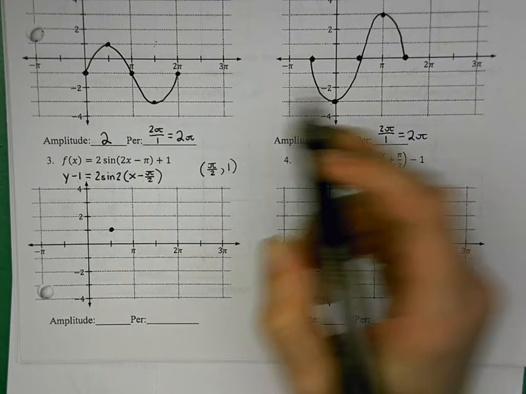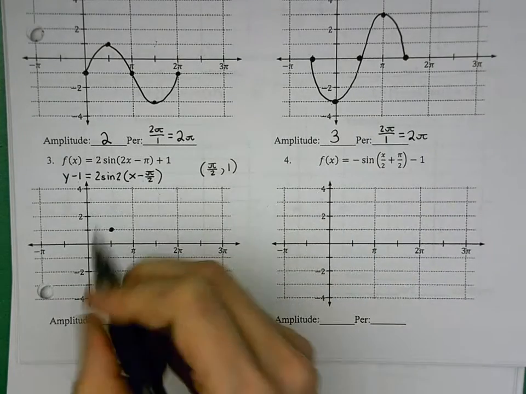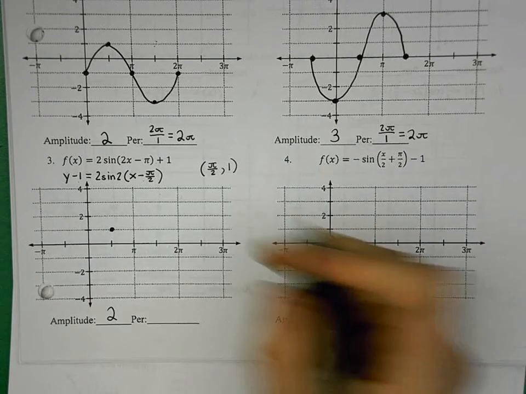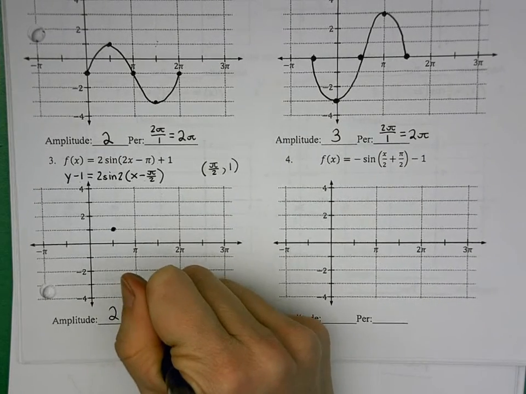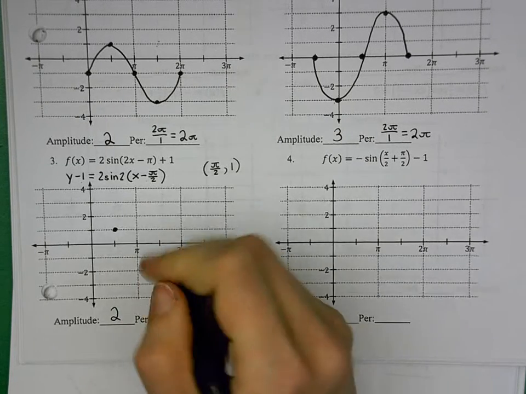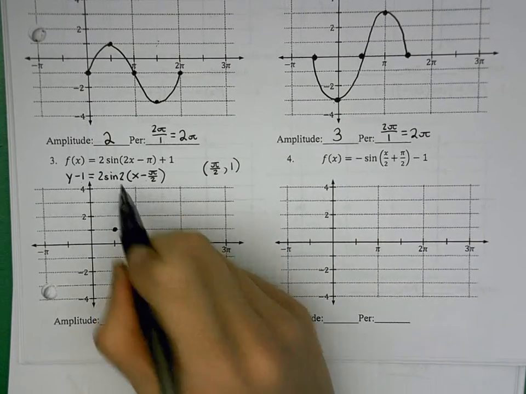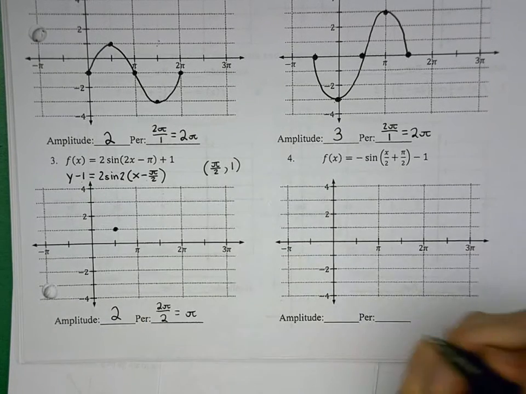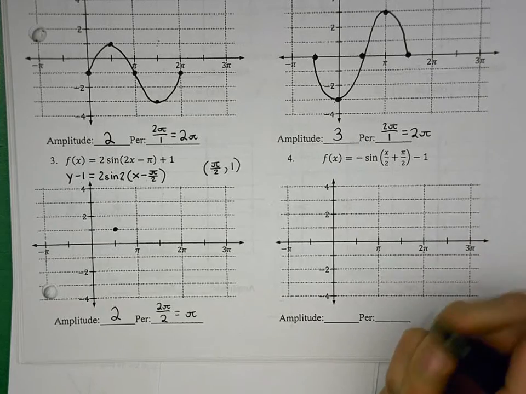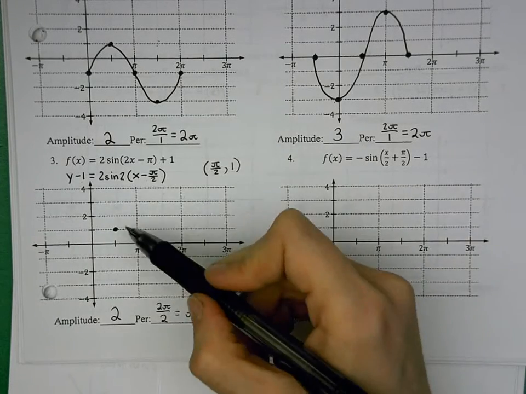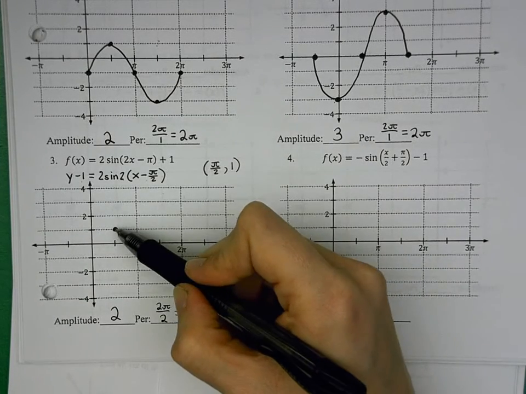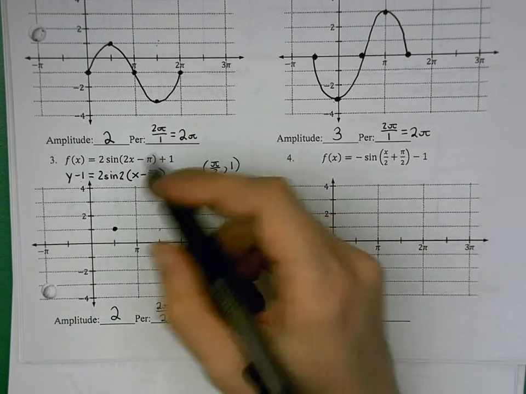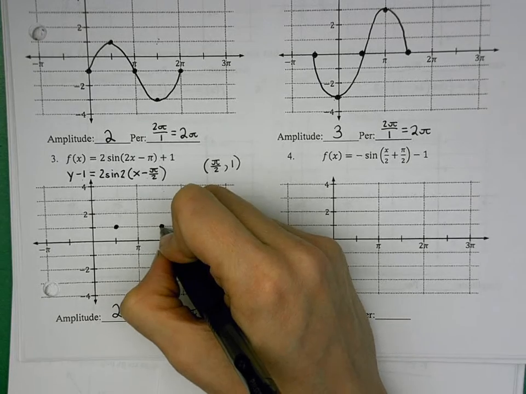Amplitude and period. Amplitude is the coefficient out front. My amplitude in this case is 2. Period, 2 pi over b. b is the coefficient inside of your trig, which is 2 in this case. So my period is pi. Okay, and so that's my ending point, pi away from where I started. Well, here I started at pi over 2, so pi away would be right here. And that's my ending point.